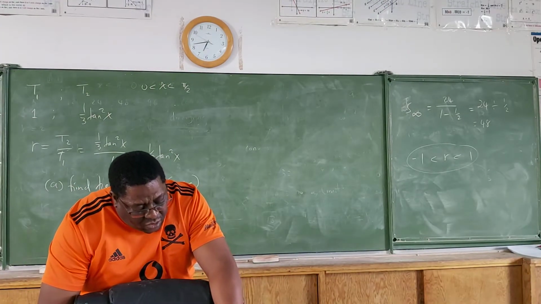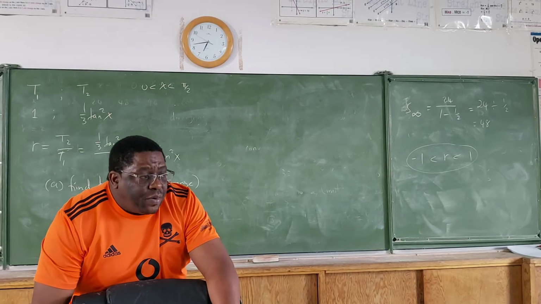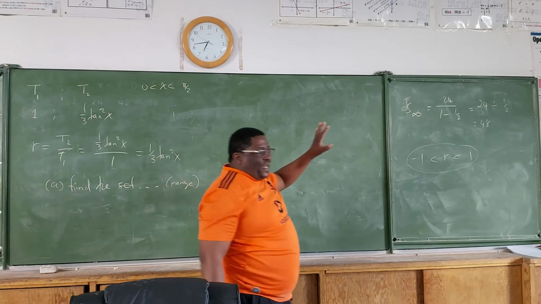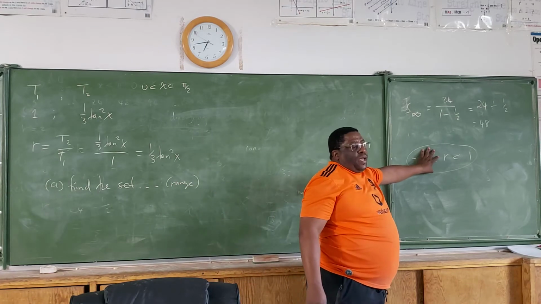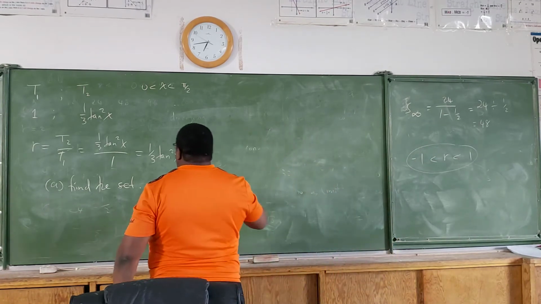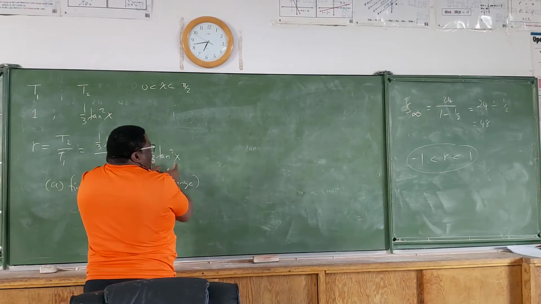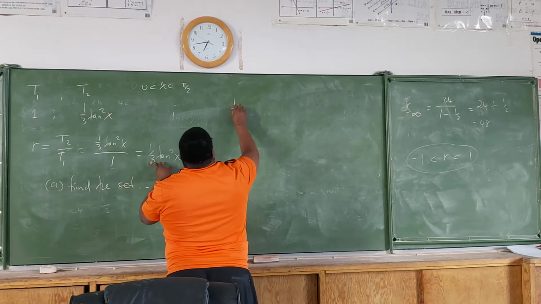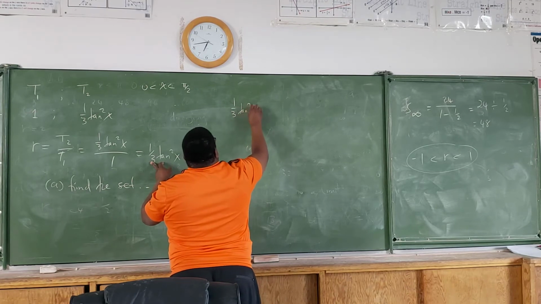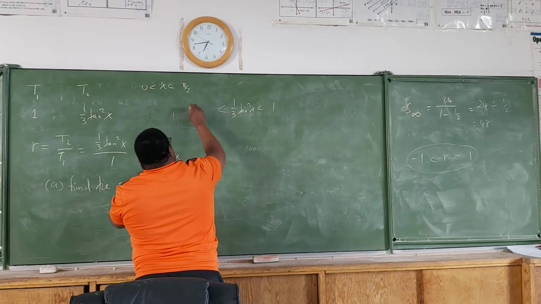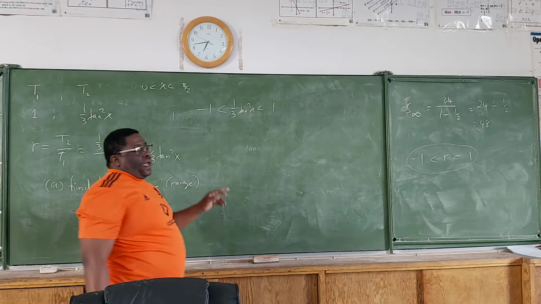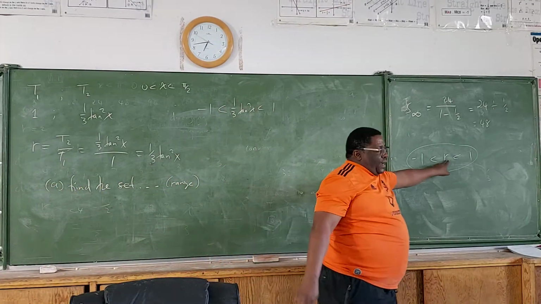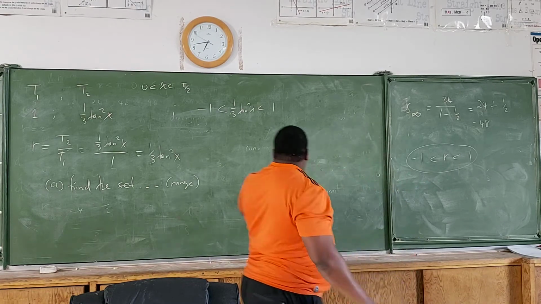Of values of x for which the progression converges. The moment it tells you that it converges, this is what we're going to have to deal with. We're going to take this, which is our ratio, and substitute it: 1/3 tan squared x is less than 1 and greater than -1. Are you with me? This is our ratio.